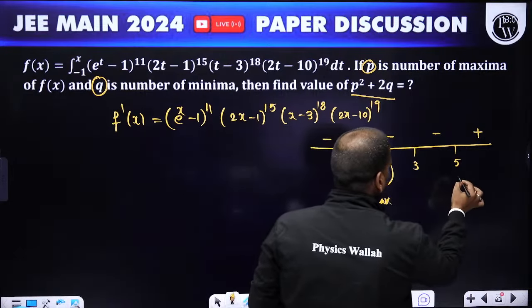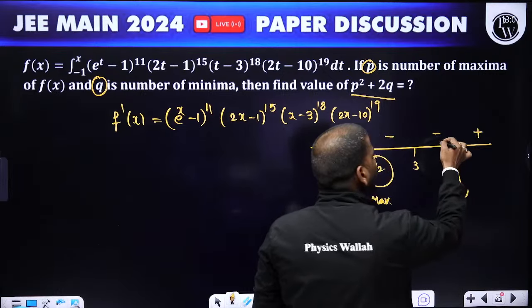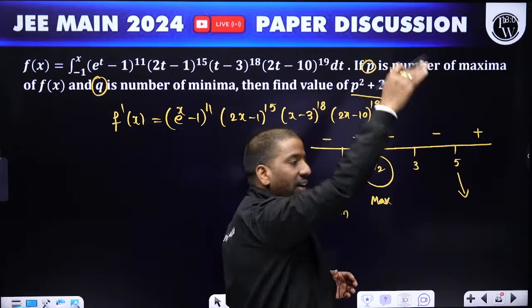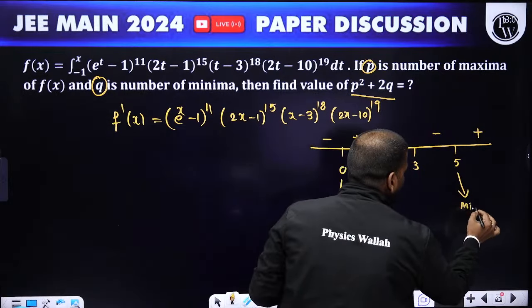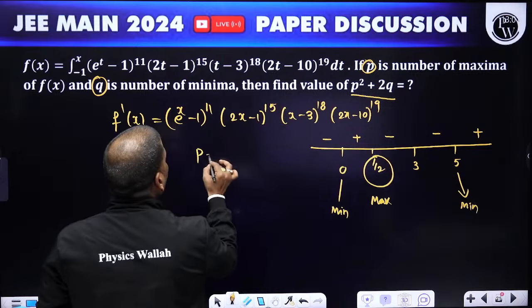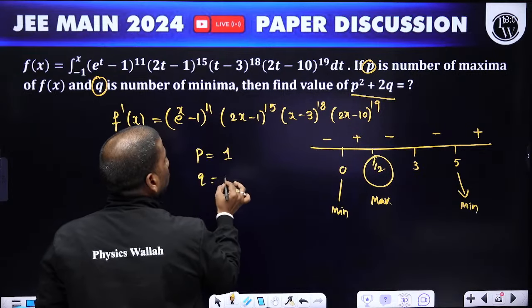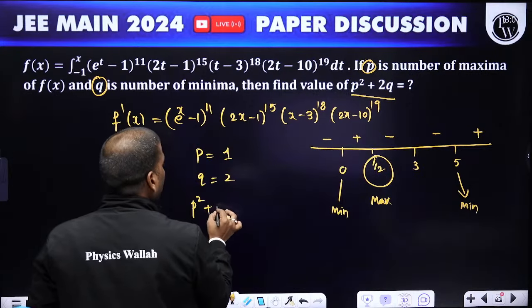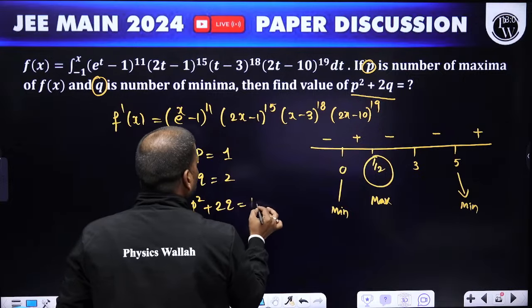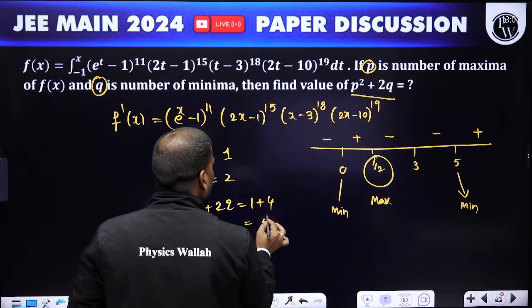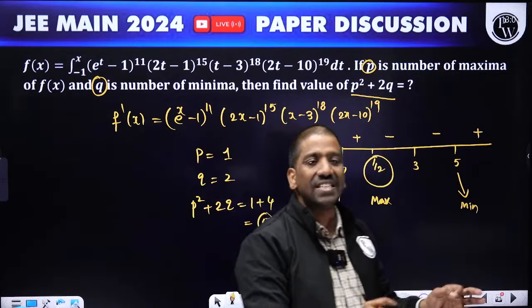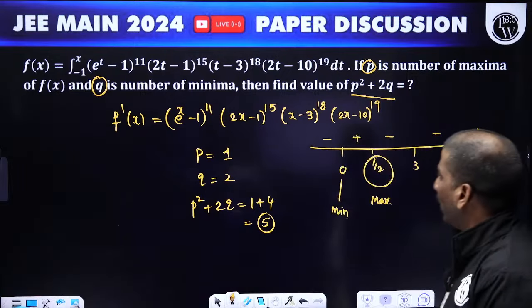What about this point? Left side negative decreasing, right side increasing. It's a point of minima. So P is 1 and Q is equal to 2. We want P square plus 2Q, so that is 1 plus 4, which is nothing but 5. So this is the easiest way to answer this question. Okay.